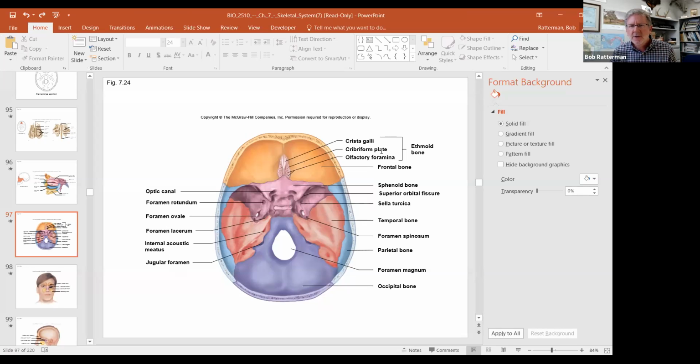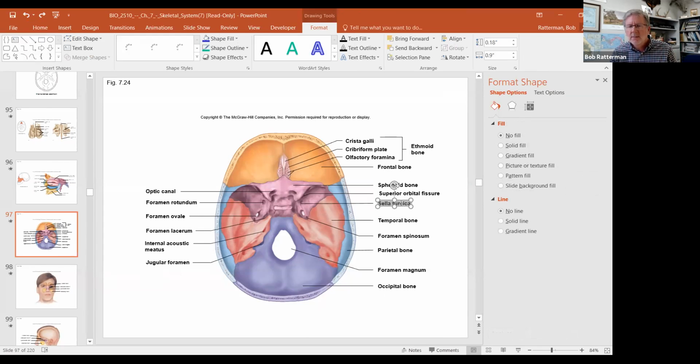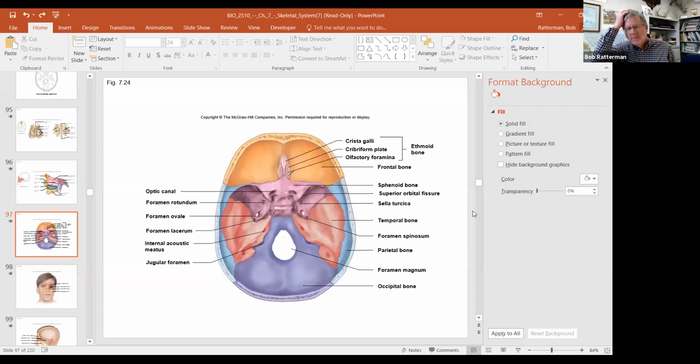What other structures here should you be aware of? Frontal bone, sphenoid bone, temporal bone, parietal bone, occipital bone, foramen magnum. Don't worry about the ones on the left side. You should know the bones: frontal, sphenoid, temporal, parietal, occipital, foramen magnum, sella turcica. But understand the view. This is looking down after having removed the vault.